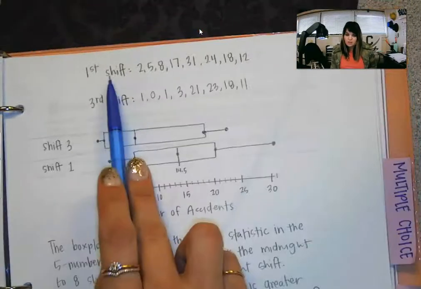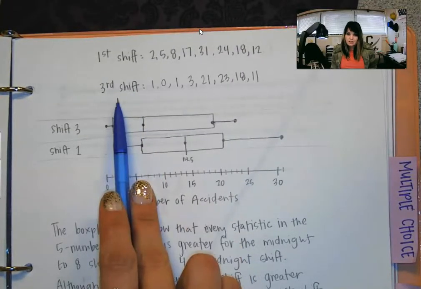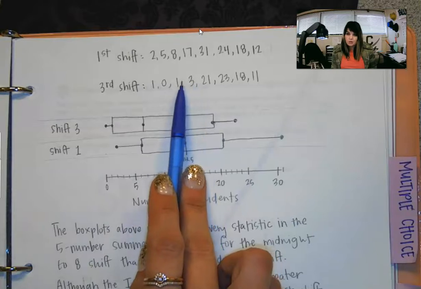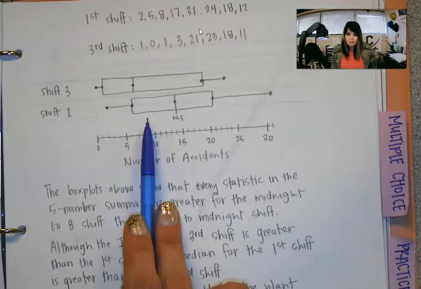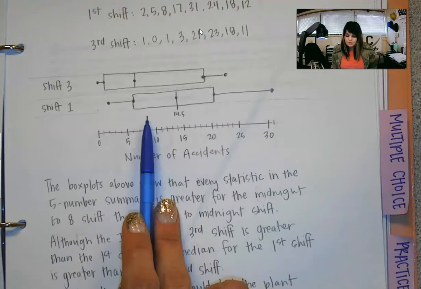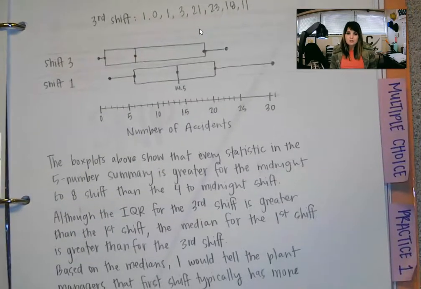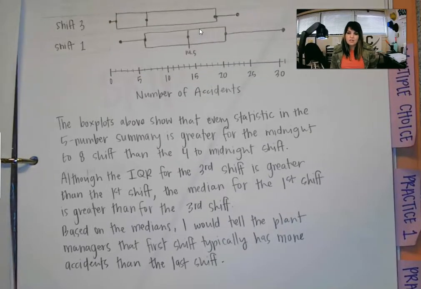Here are the numbers that I have for the first shift. Here are the numbers that I have for the second shift. Notice they're each 8 because there's 8 hours in each shift. Here are my box plots. And my response is the box plots above show that every statistic in the 5-number summary is greater for the midnight to 8 shift than for the 4 to midnight shift.